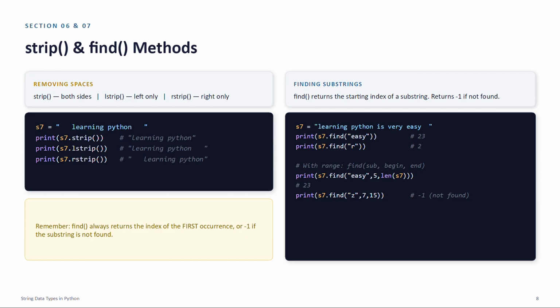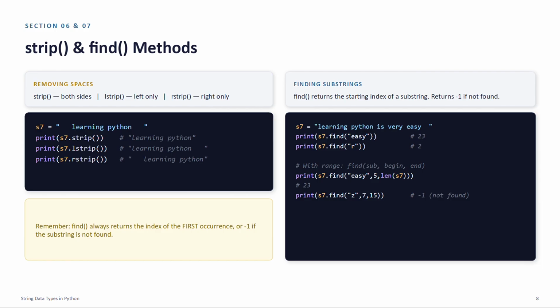After that, I can also find a single character from the particular string. In the next print statement, I am finding out whether "r" is present or not. Now "r" is present multiple times, so the first time it is found, that index value will be provided by the find function. Now you can use the find function along with a range. In the find function we can pass sub, begin, and end. In the print statement, I am finding whether "easy" is available in the string s7 starting from the 5th index up to the length of s7.